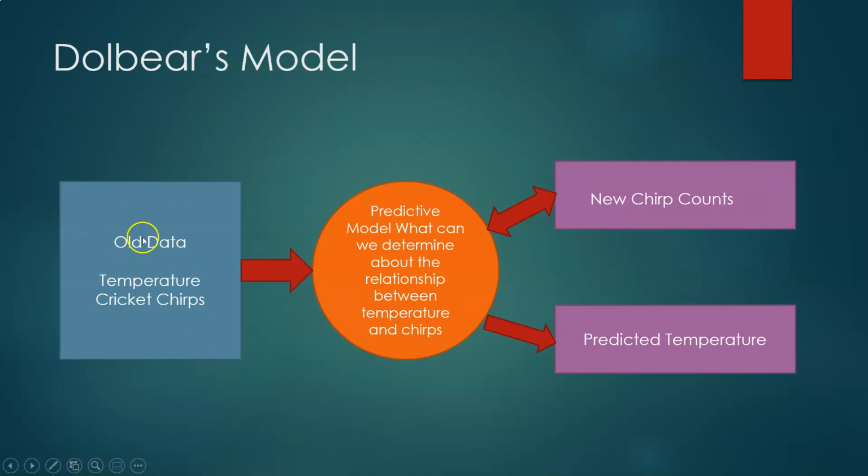In Dolbear's model, we had old data. We had the temperature and cricket chirps. We created a model, and then in the future, he counts cricket chirps, and then he feeds that into his model, and his model will spit out what the predicted temperature is.